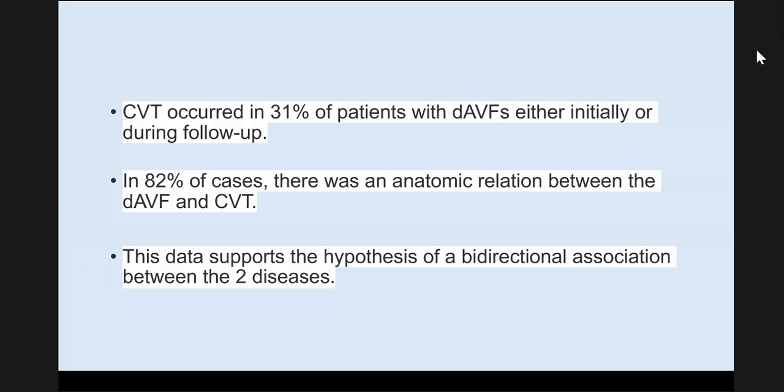So which one is the egg, which one is the chicken is difficult to say. Which came first? Whether it is the dural AV fistula which caused the venous sinus thrombosis, or the venous sinus thrombosis caused the dural AV fistula. It's not always clear, but the important point to remember is that there is a strong association.